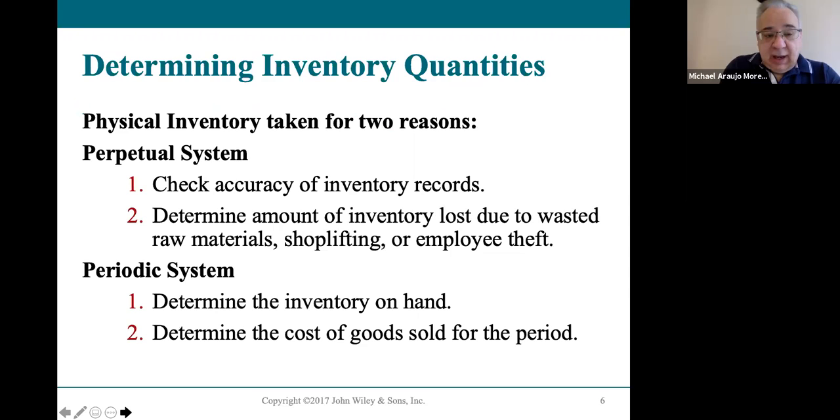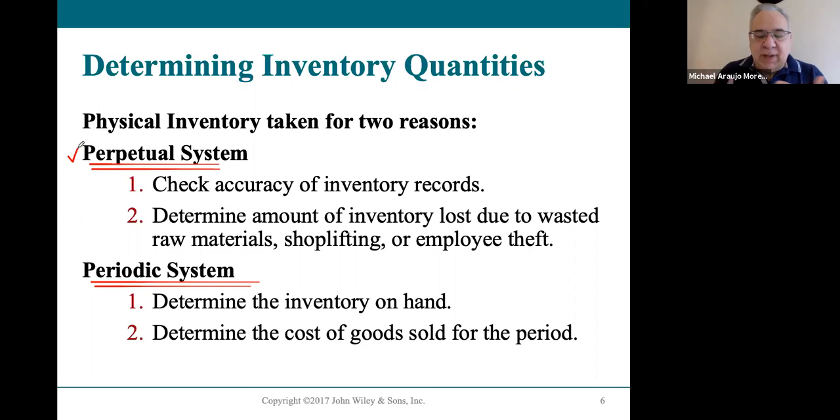You've already been introduced to the two types of inventory systems that are used. Overwhelmingly, most businesses use a perpetual inventory system, and that is, as you remember, a constant updating of the inventory records. And that's typical because most stores are quite large and computerized. They use the barcode scanning inventory in. When we buy it and scan it out, it keeps an updated record of that.